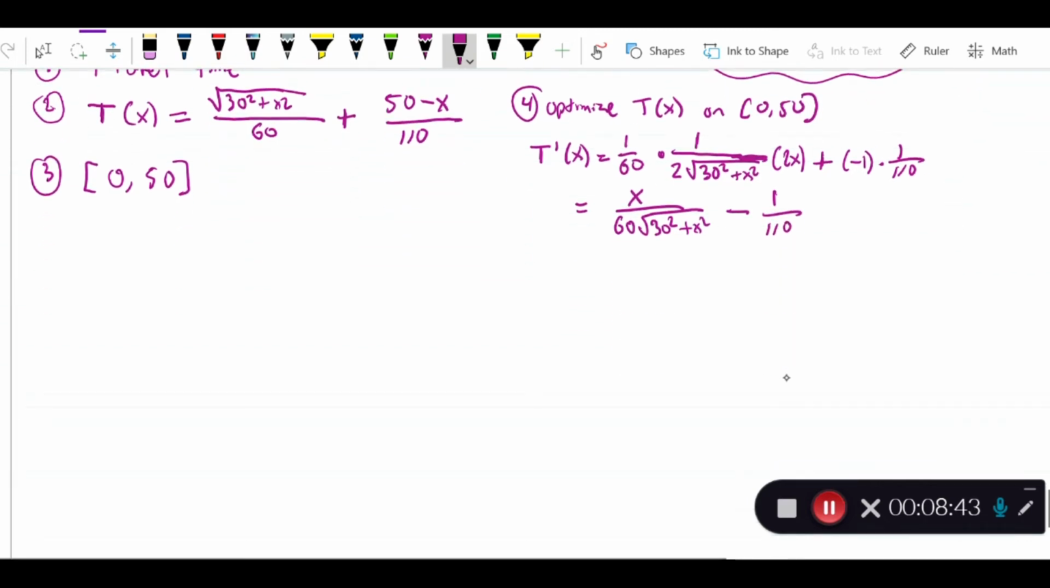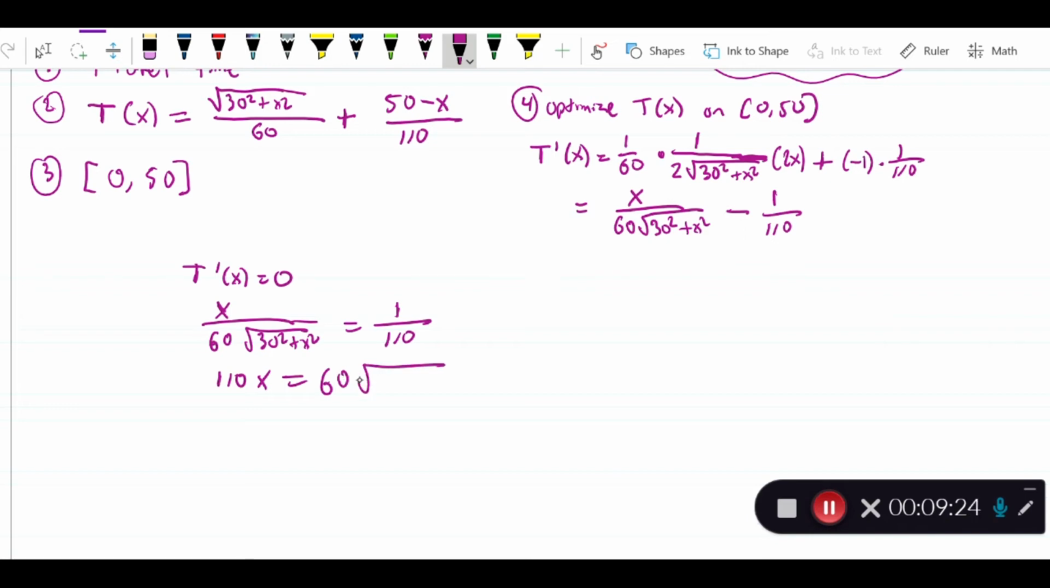So what we want to do now is solve the equation T prime of x equals 0. So that's going to be 0 when these two things are equal. Since we're subtracting one from the other, we want to set x over 60 square root of 30 squared plus x squared equal to 1 over 110. That's going to give us T prime is 0. So that gives us 110x. I'm just cross multiplying because I have two fractions. So that's 110x equals 60 square root of 30 squared plus x squared.